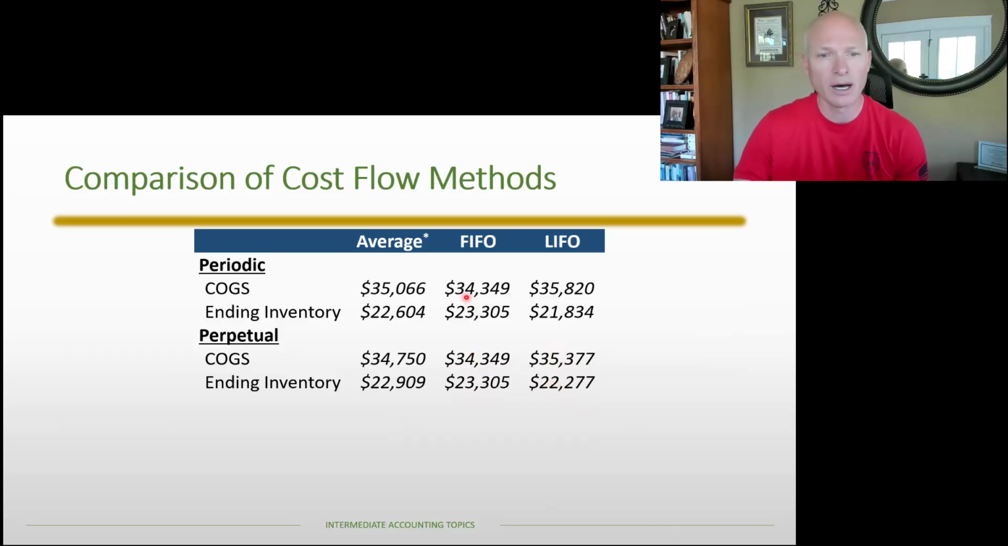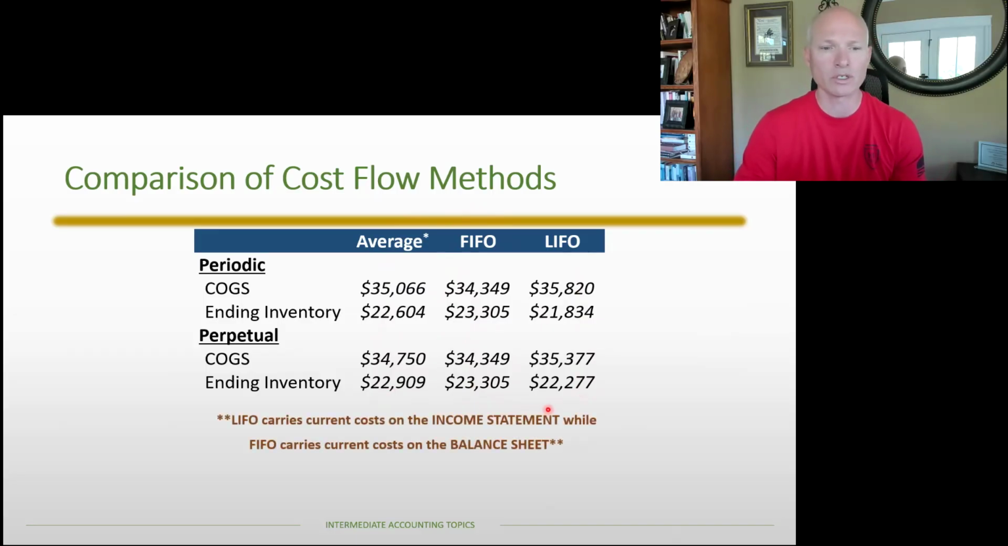And so again, that's always going to be the case, and the average is always going to be somewhere in the middle. And then the other thing to notice is that across the two systems, the average cost method is different and the LIFO method is different, but within FIFO, they are the same, as we already discussed. And so the highlight here, of course, is that in this situation, the reason LIFO has the highest cost as part of cost of goods sold is because that's where they're carrying the current costs.